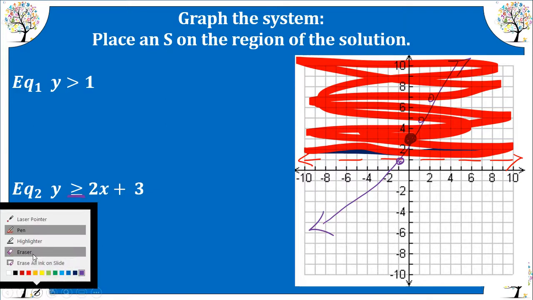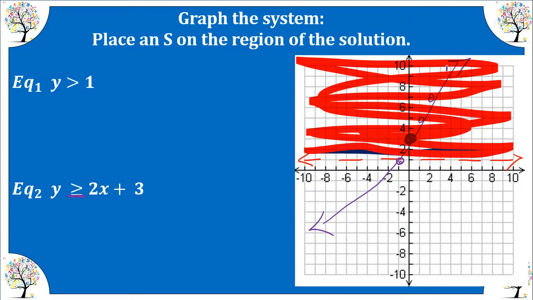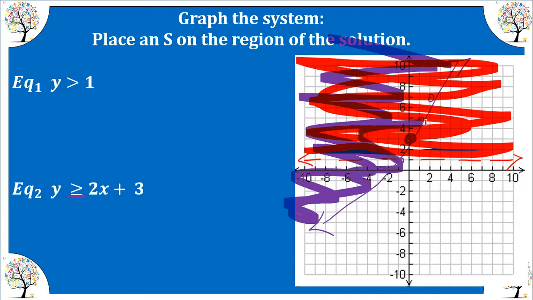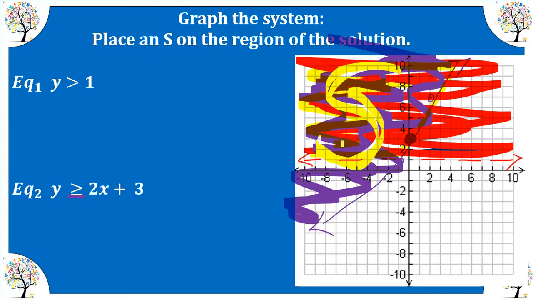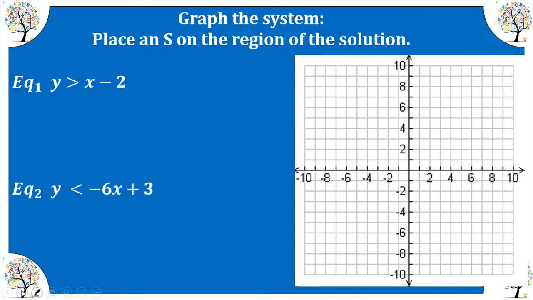And let's shade these. Put it on purple. Y is greater, so I'm going to shade above. So that's all these points here. And then my solution set is going to be right here. I guess that may not have been the best choice. Let's do yellow. So my solution set is where the purple and red overlap. So this region here. This is my solution set.